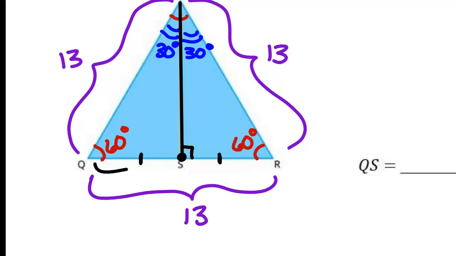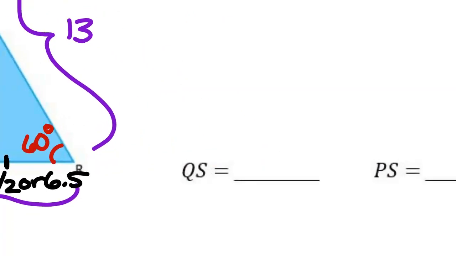It is splitting the bottom QR in half. So how big would it be from Q to S then? 6.5. You could do 13 over 2 or 6.5. I would take either one.